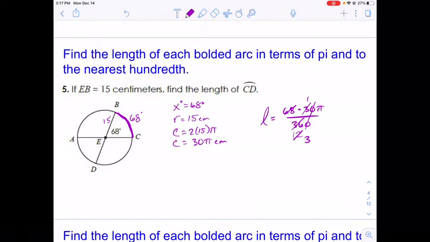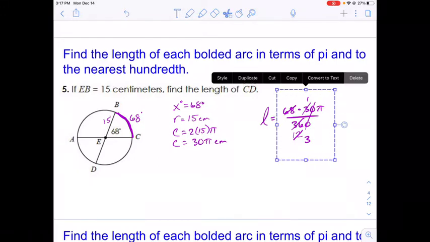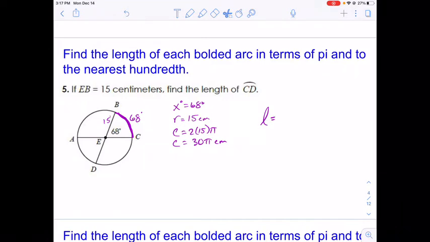Let's look here. Oh, I see a mistake already. So let's go back and fix this real quick. Got the wrong numbers here. So I found BC and not CD, so let's go ahead and erase that there. We're looking for this arc DC. So we're looking for this one.